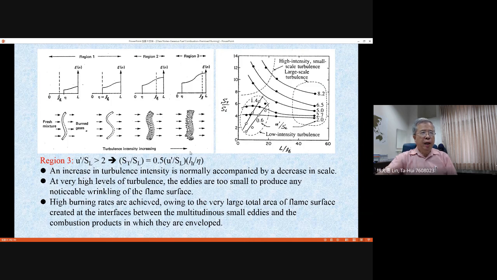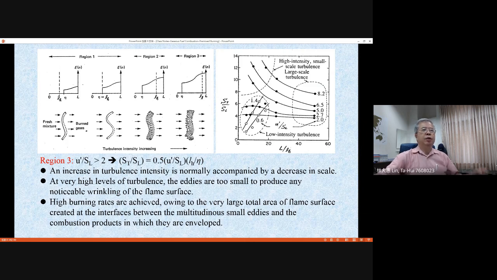Okay, and to give you the structure like these figures shown in the left plots, they mention here that high burning rates are achieved. You can see the flame speed ratio increase to the upper side or right hand side. The curve increases to the high velocity, high flame speed ratio regions. They say this is due to the very large total area of flame surface created at the interface between the multitudinous small eddies and the combustion products in which they are enveloped.